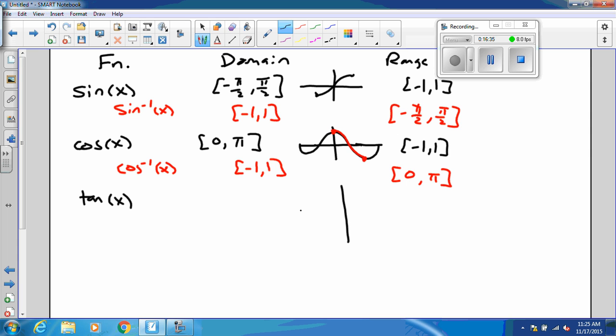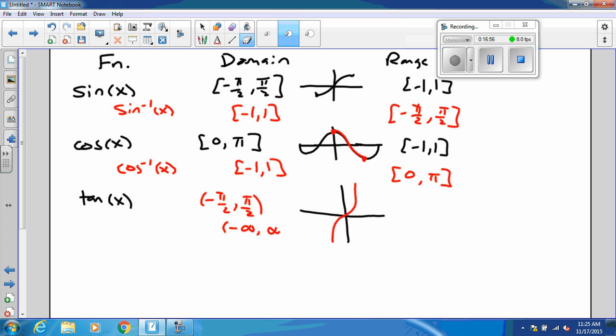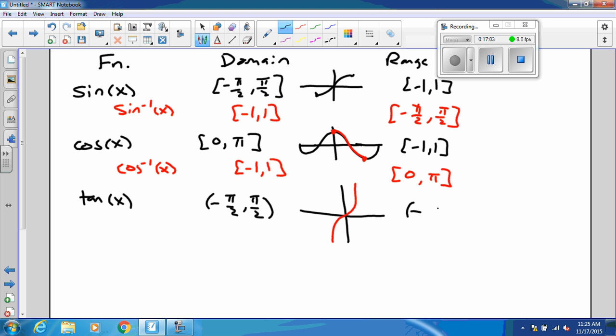So it seems that a good restricted domain for tangent would be one that gets exactly one branch of this whole thing. Notice that I am using open parentheses here. How come I don't include -pi/2 and pi/2? Because we have vertical asymptotes. That's right. And my range, whoops, I did this kind of wrong. Let me do it in the right colors. So my domain is -pi/2 to pi/2. And my range is going to be all the way from -infinity to positive infinity.